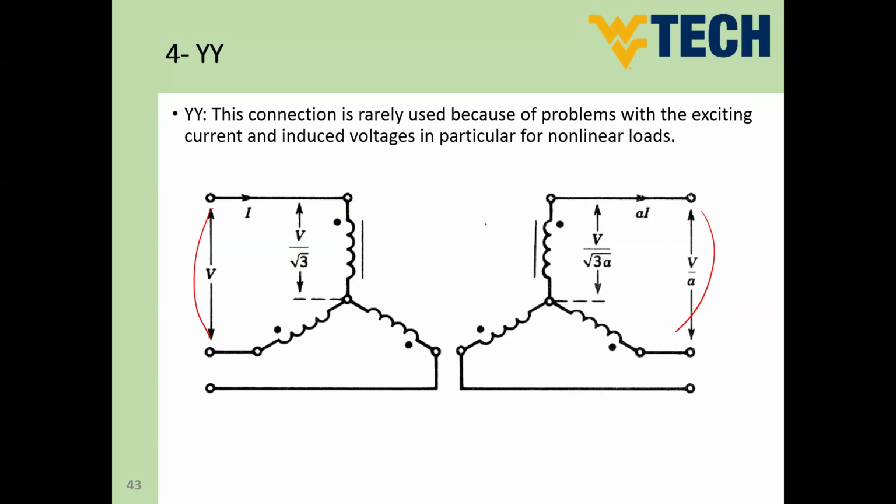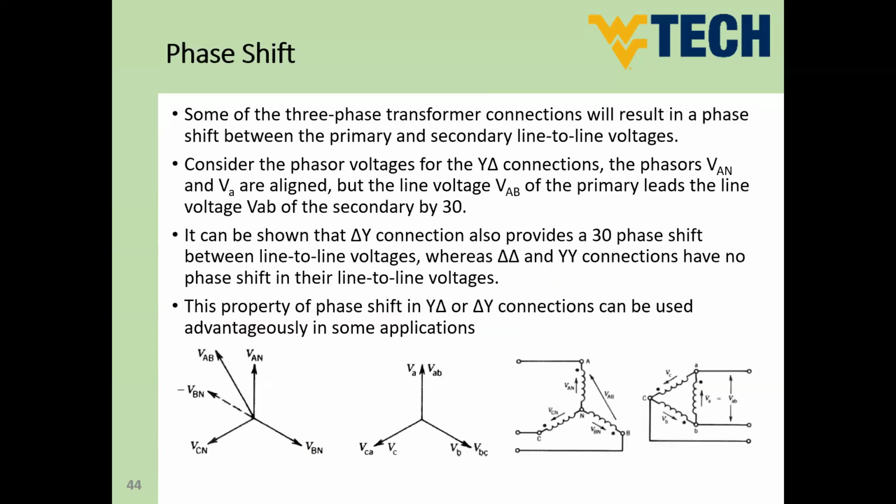What is special in this connection? This connection is rarely used because of problems with the exciting current and induced voltage, in particular with nonlinear loads. So you don't have a lot of Y-Y connected transformers in our network. Okay, guys. So this is the last connection of the three-phase transformer.